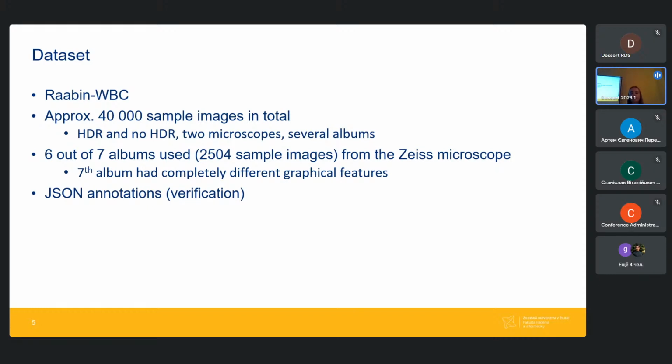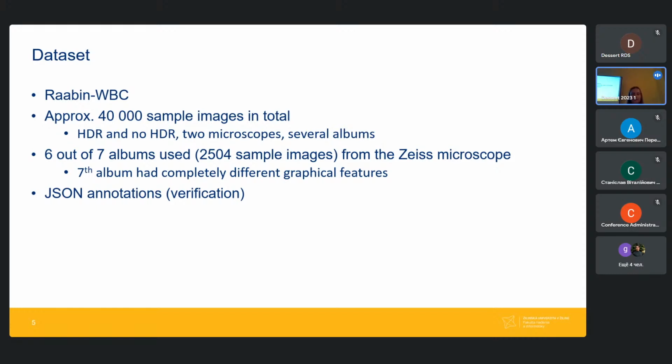I said I would be talking about the dataset. So I already mentioned the dataset. It has around 40,000 sample images in total. But these come from two different microscopes, one was Zeiss, and I think the other one was Olympus or something like that.